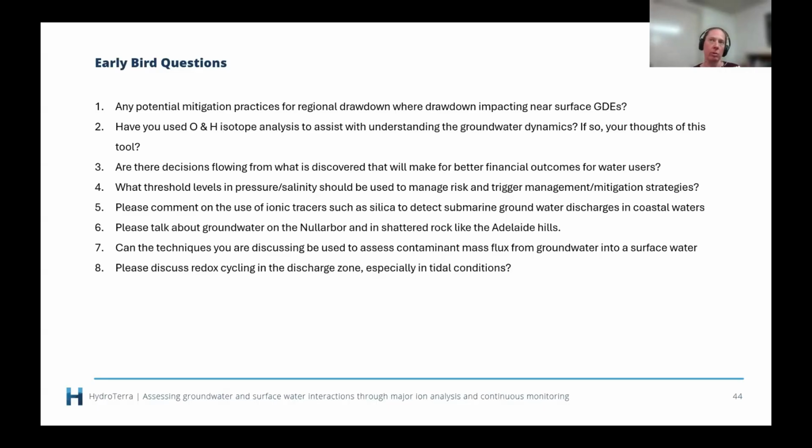So I suppose the tools that I presented as sort of an underpinning that can feed into that additional mass flux assessment.